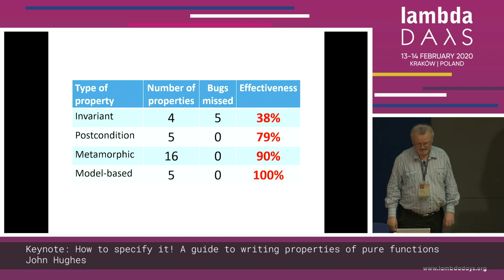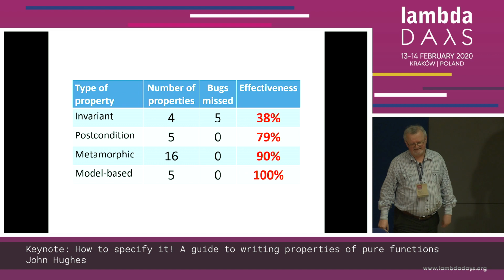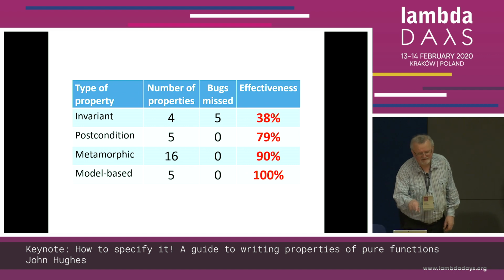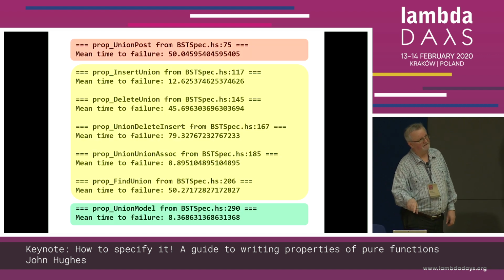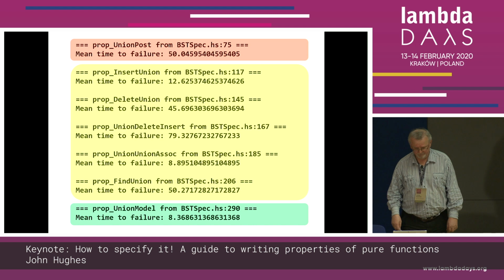Okay, so we can see a ranking order, and that suggests the order in which we might try to think of properties. Of course, all this says is which bugs can be found by a property. You might also care about how fast a property can find bugs. And I measured that too.